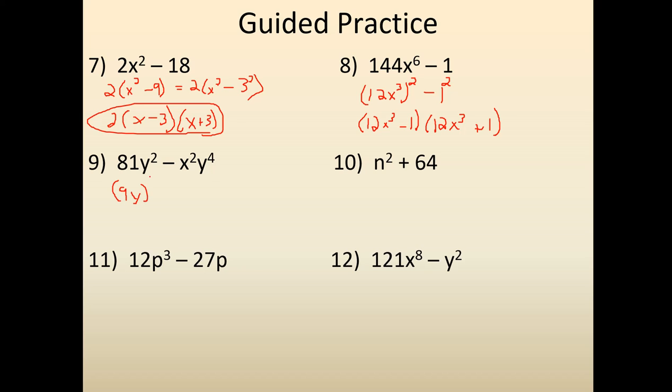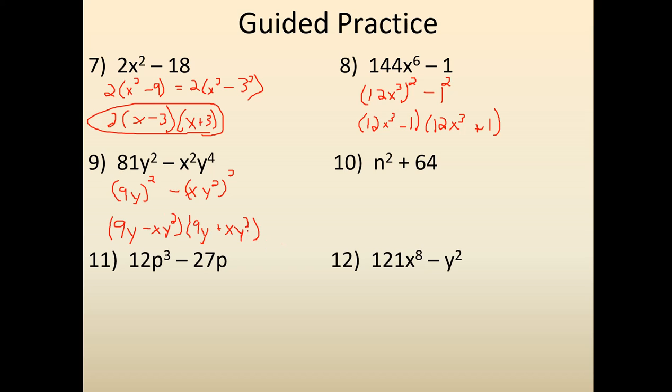This one, 81 is a perfect square of 9. So this is (9y) all squared. Take the exponents and divide them by 2. This is going to be 1, this is going to be 2. So we get (xy squared) all squared. And the factorization will be (9y minus xy squared)(9y plus xy squared).